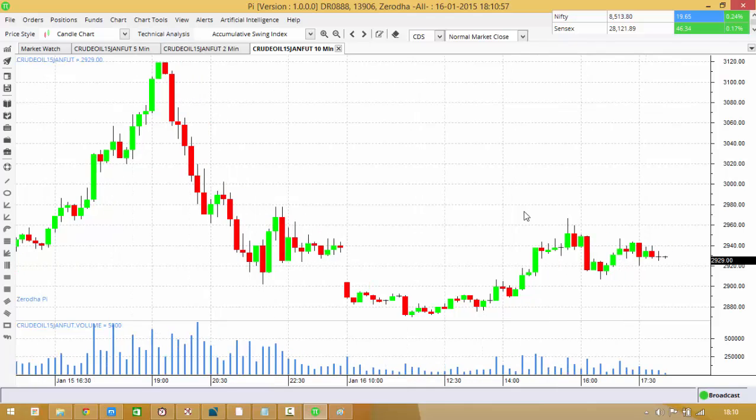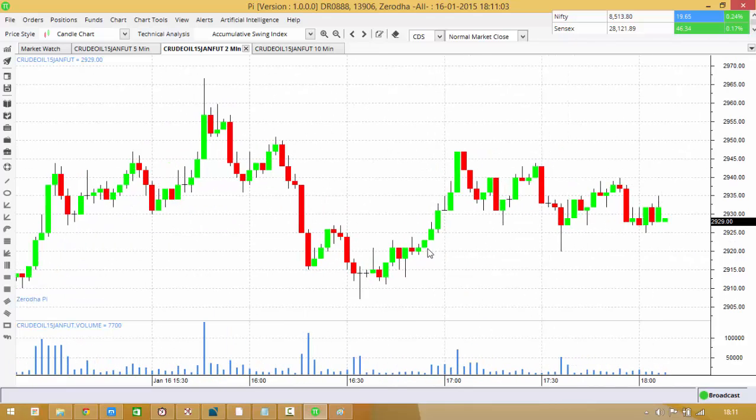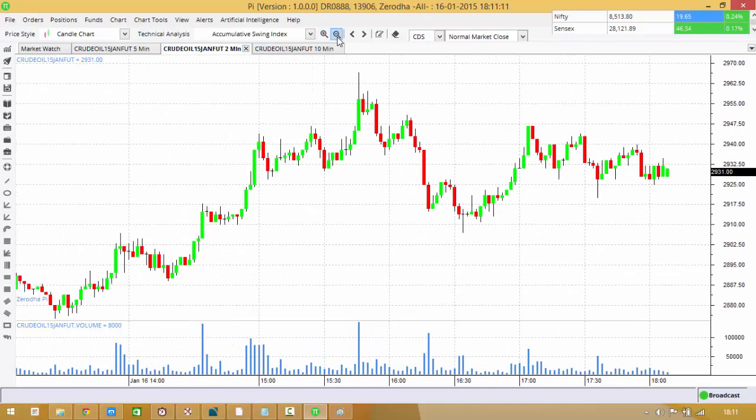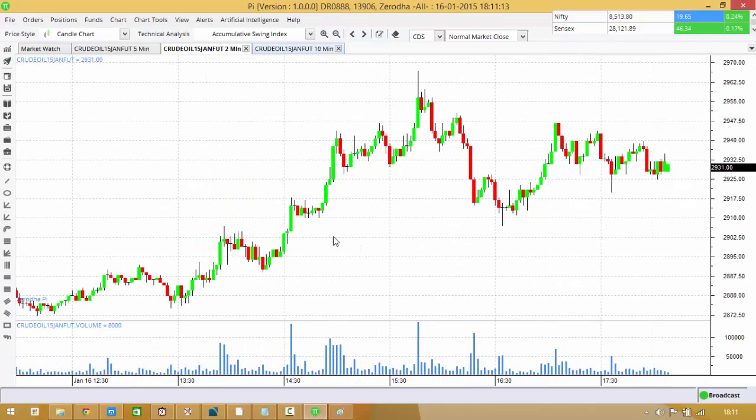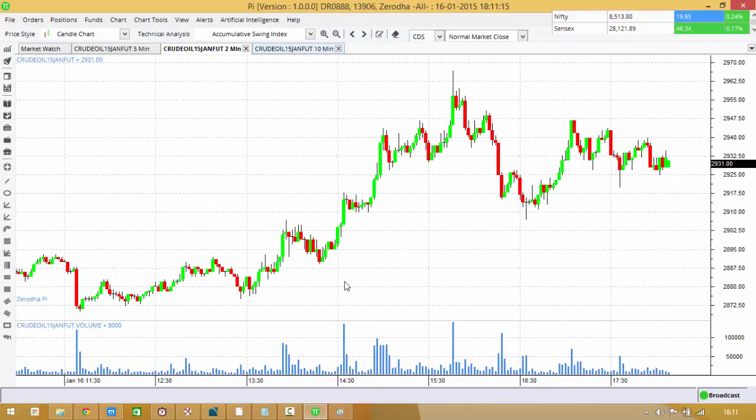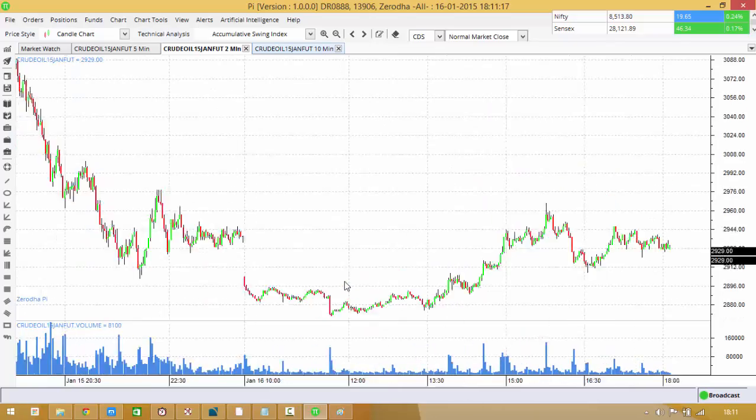If you see this, this is your 10-minute chart. It's as simple as this for crude, the same script. This is the 2-minute chart. It's completely not the same. Do you see that? That's because there are more candles, of course. 2 minutes means more candles. I'm reducing. You can either do that or you can do this.